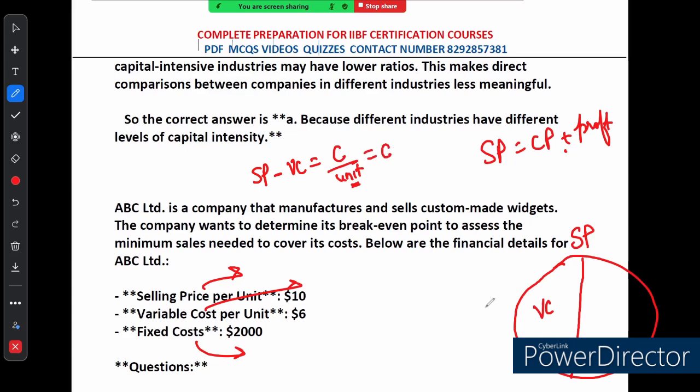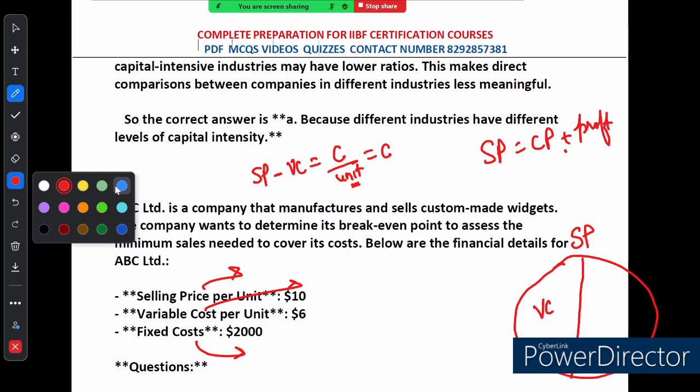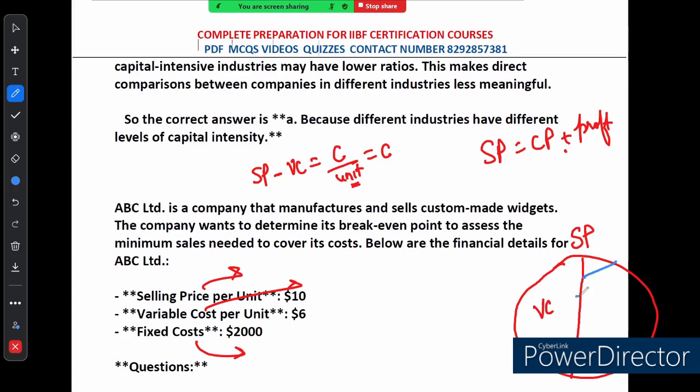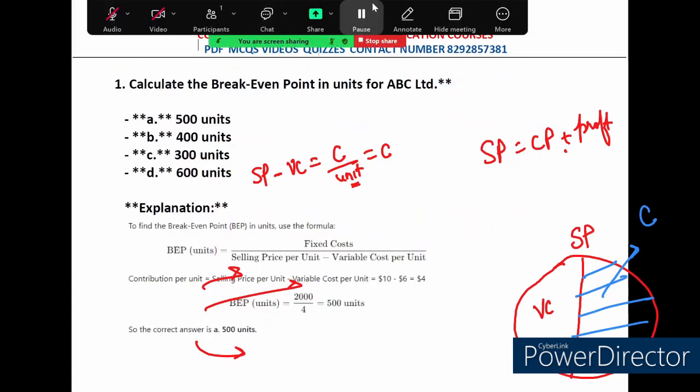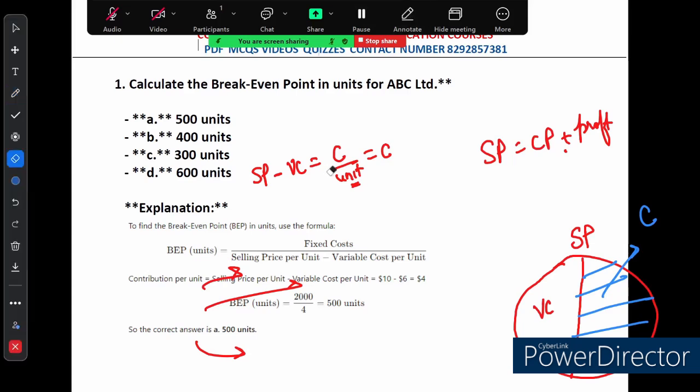So this portion, which I am showing in this color, is what is called contribution margin. Now, let me move on to the next slide. Yeah, so let's come to this slide. Let me erase this. Hopefully you have understood what contribution margin is.